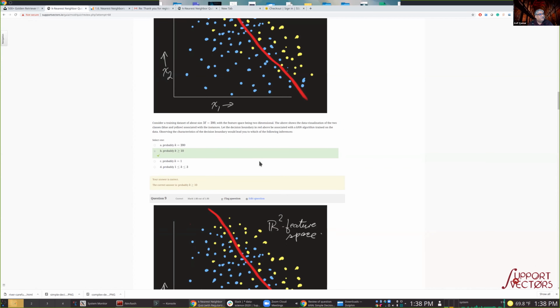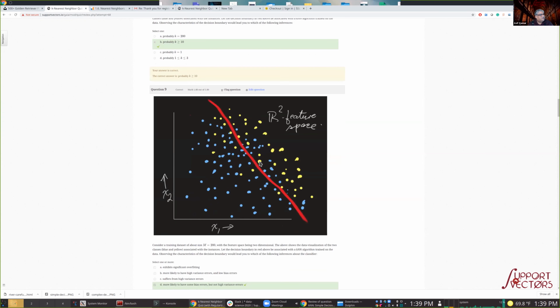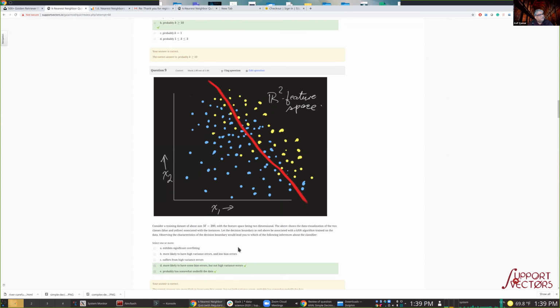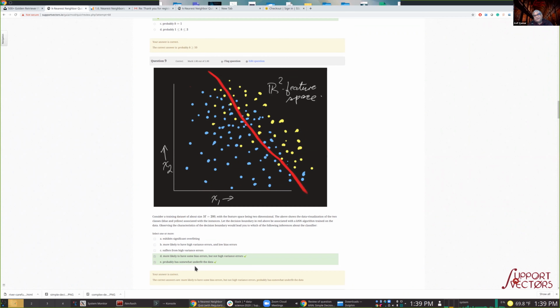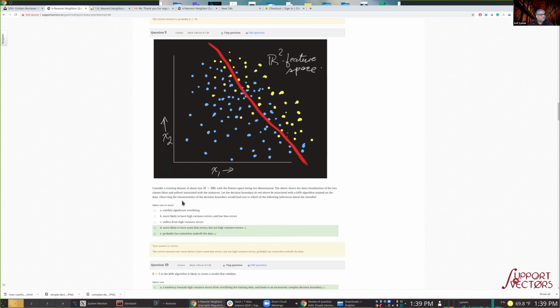Then this problem says, this kind of a model, what is it more likely to have? What kinds of errors? Is it like bias? Yeah, bias errors, right? And it has probably underfit the data. You probably need a little bit more flexibility in the decision boundary. It has underfit the data.